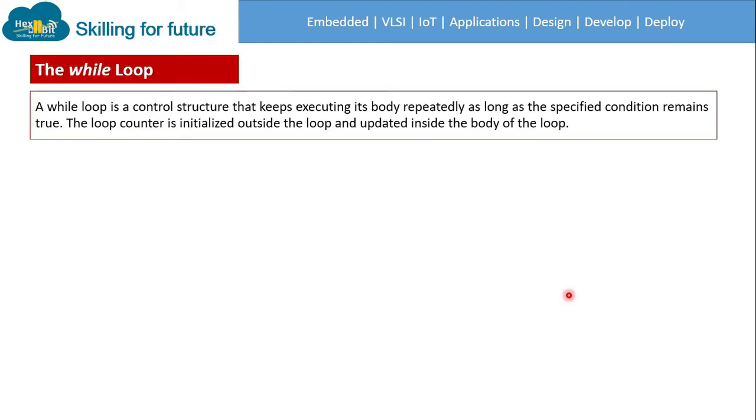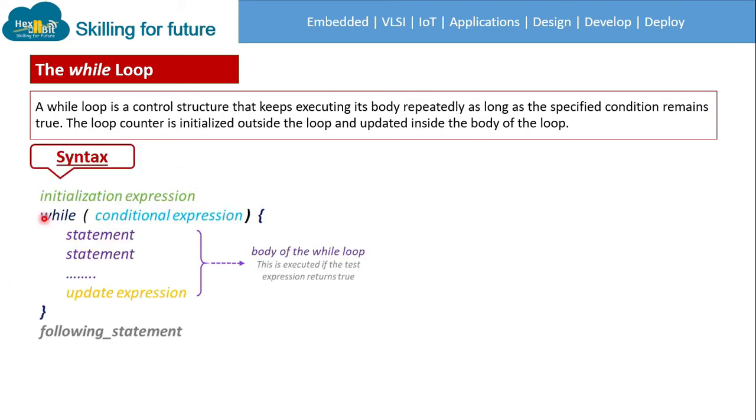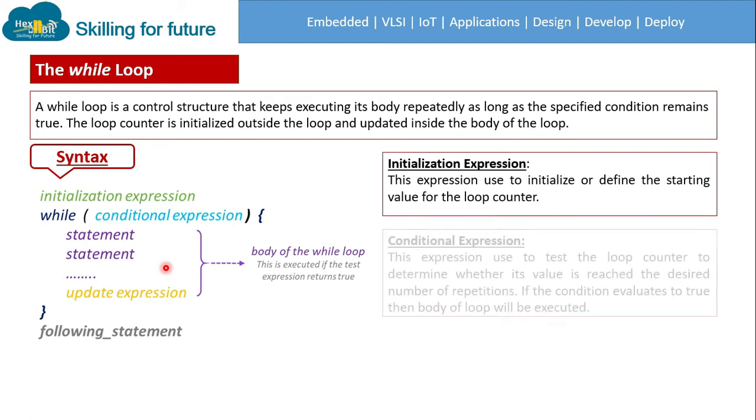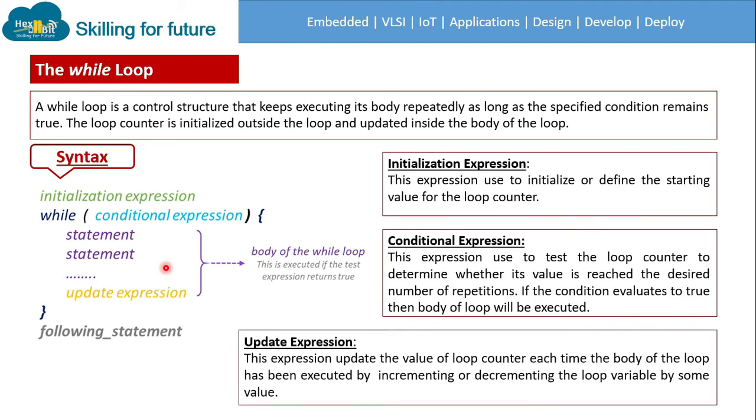A while loop is a control structure that keeps executing its body repeatedly as long as the specified condition remains true. The loop counter is initialized outside the loop and updated inside the body of the loop. Here is the syntax for the while loop. It contains all the similar expressions that we discussed in the previous session, that is initialization, condition, as well as update expression.